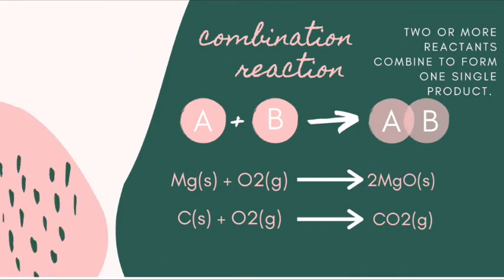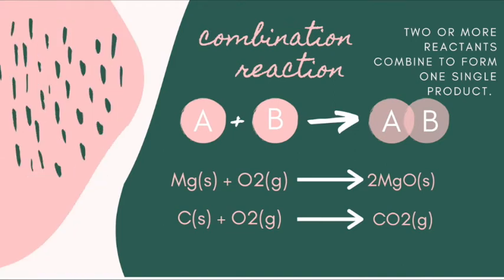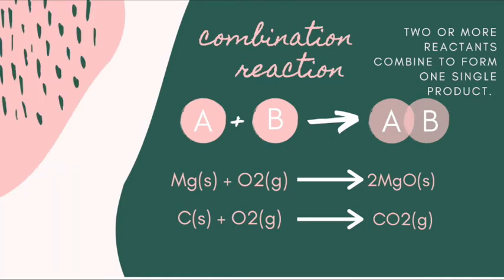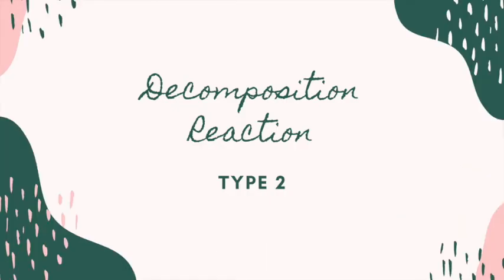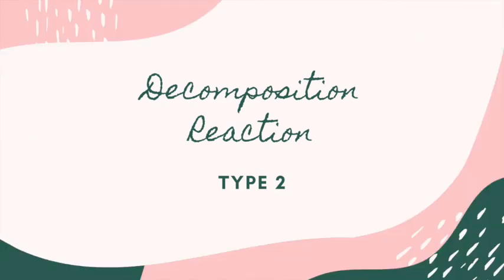In the first example we have Mg as the element and O2, oxygen. The magnesium and the oxygen combine to give us magnesium oxide, which is 2MgO. Similarly we have a second example wherein carbon and oxygen combine to form CO2, which is carbon dioxide. So a combination reaction is wherein two or more reactants combine together and give us a single product. Very simple, very straightforward. That is combination reaction.